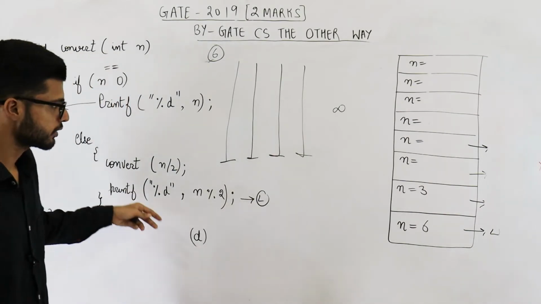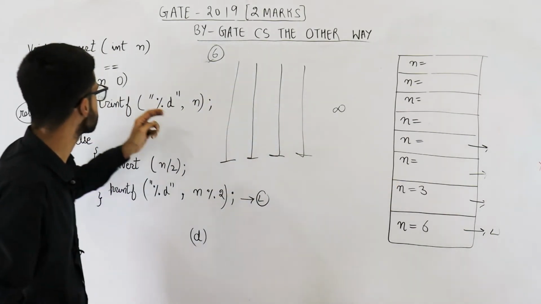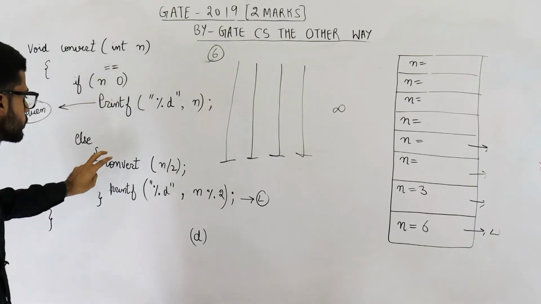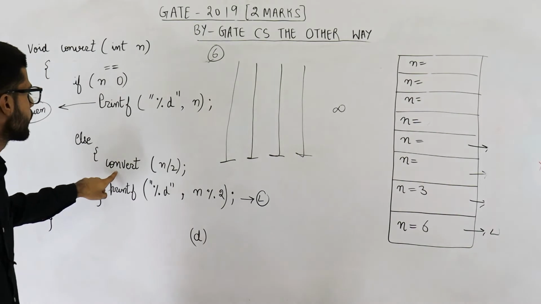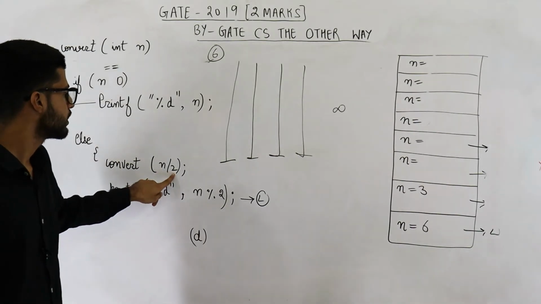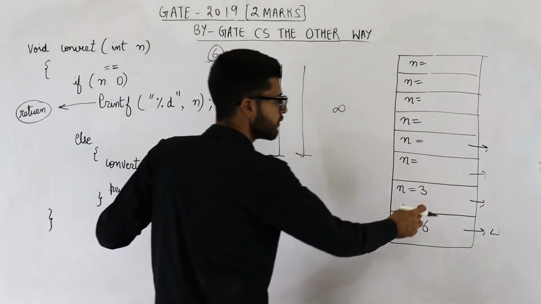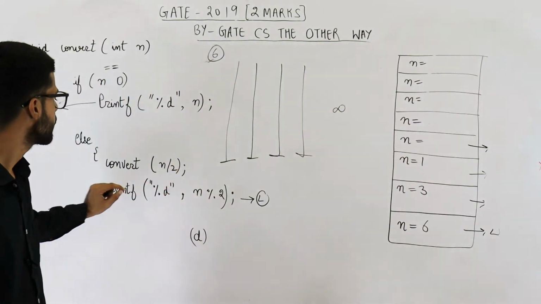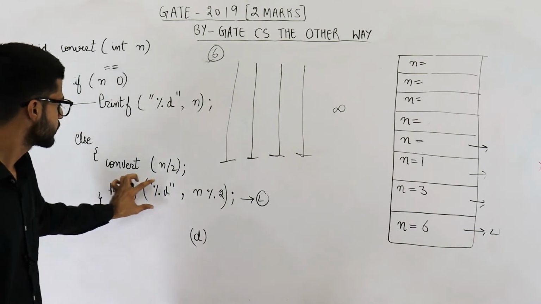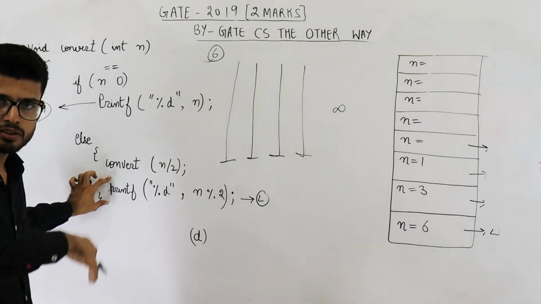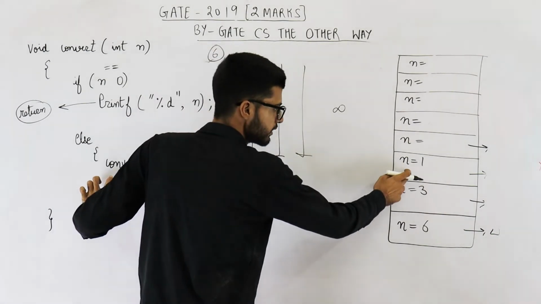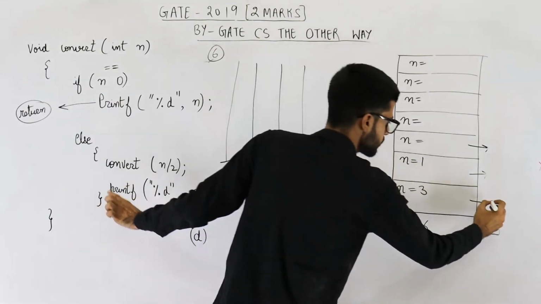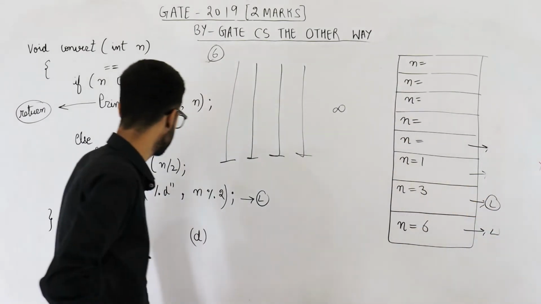After this, for the new function call, that means this one, let's execute the line number 1. If 3 equal to 0, it is false. So execute the else block. Convert n divided by 2. N divided by 2 will be 1.5, that means 1. Just ignore the decimal part. Then you have to execute this one line after the new function returns. When this function returns, you will come back here and this remaining line will be executed. So I'm writing L here like this.